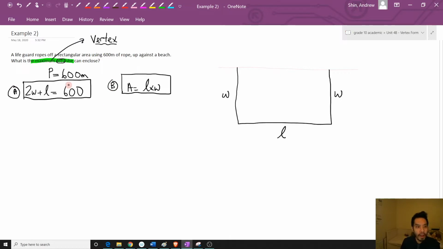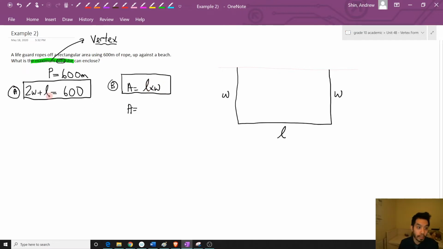And they're not asking us to maximize length. They're not asking us to maximize width. They're asking us to maximize area. So we need to keep this. We need to work with this equation. So I'm going to write A. But I need a relation here between A and something else. And that something else has to be a quadratic. Right now, this is not a quadratic at all.